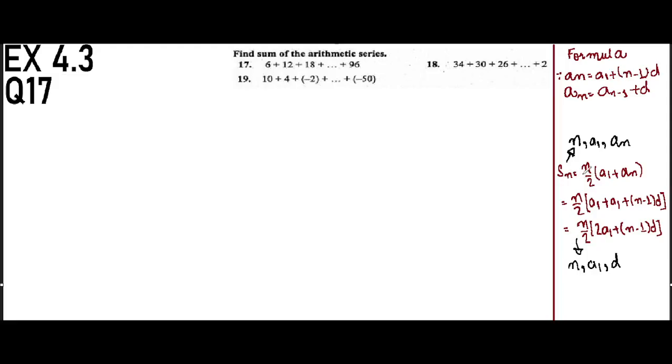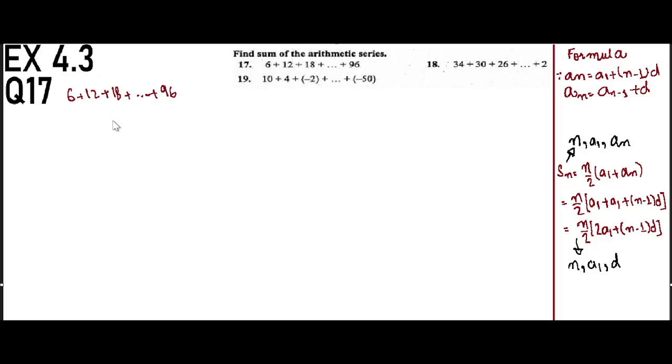The first formula is n by 2 into a1 plus an. In this formula, we need n, a1 and an to find the sum of the series, and in this formula, which is derived from this one, we need n, a1 and d. So, okay, let's start. Question number 17 is 6 plus 12 plus 18 plus up to 96.